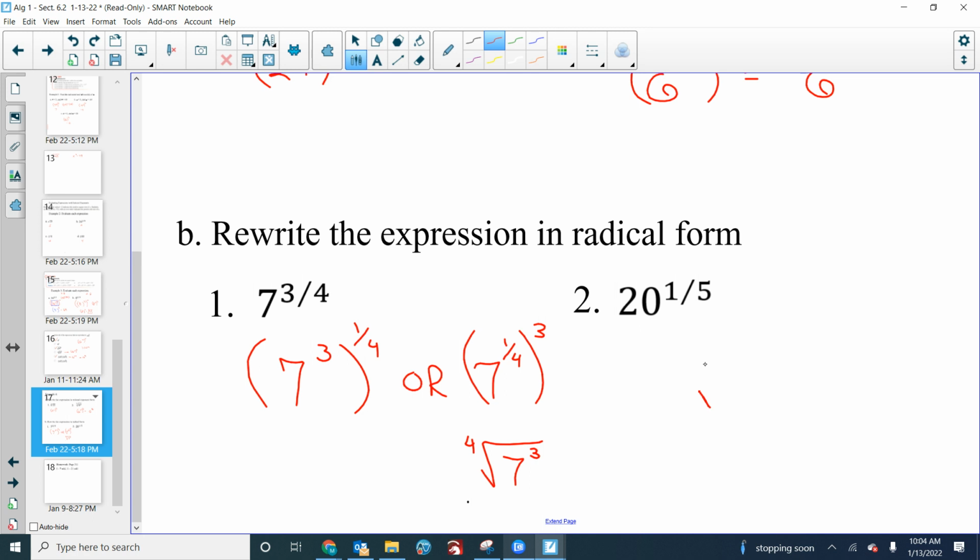This one would be the blank root of 20. 5th root, and it goes like that. That little 5 goes there.